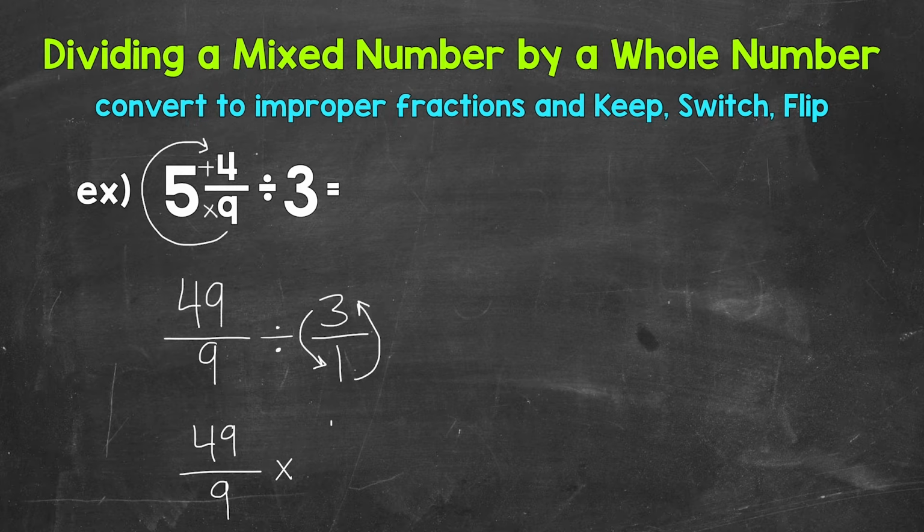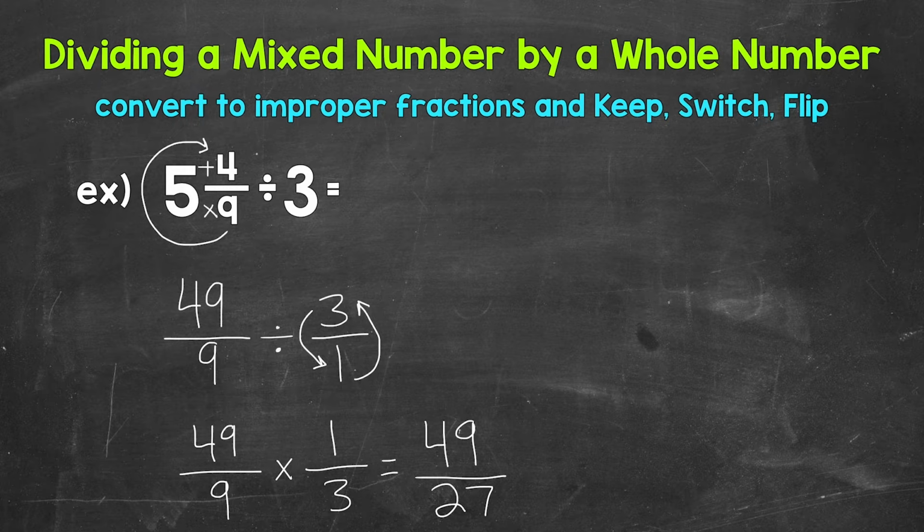So 1 is now the numerator, and 3 is now the denominator. So 49/9 times 1/3. Let's multiply straight across, starting with the numerators. So 49 times 1 gives us 49. Now for the denominators, 9 times 3 gives us 27. So we end up with 49/27, which is our answer, but it's an improper fraction.